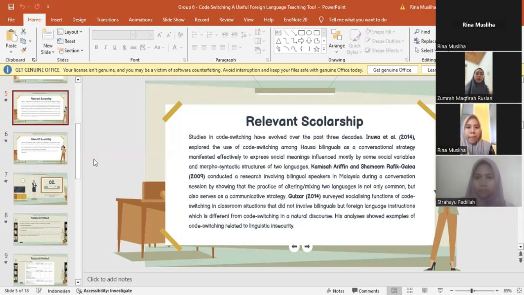And then the last one is Gulsar in 2014, who surveyed the socializing functions of code switching in classroom situations that did not involve bilinguals but foreign language instruction, which is different from code switching in natural discourse. His analysis showed examples of code switching related to linguistic insecurity.